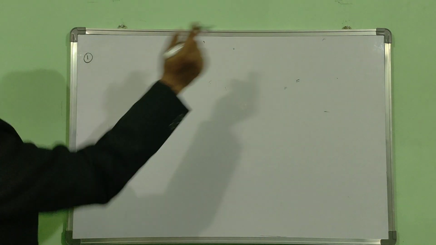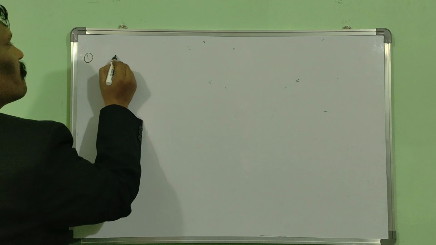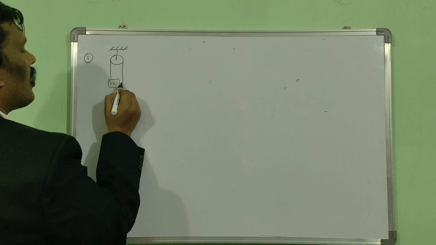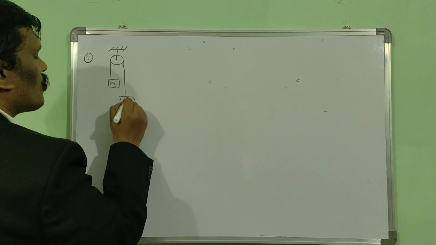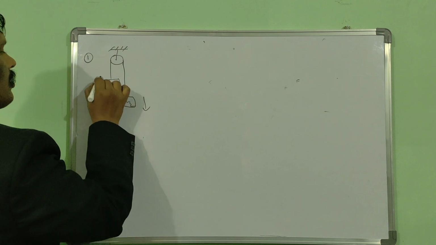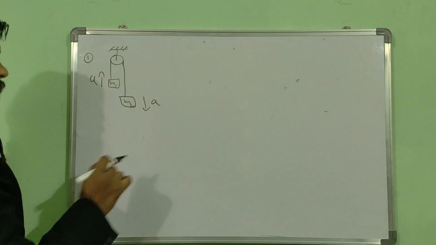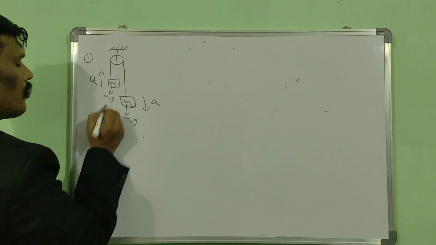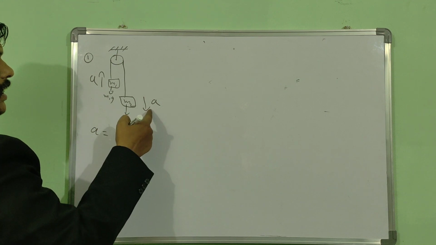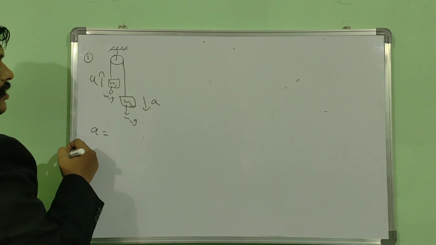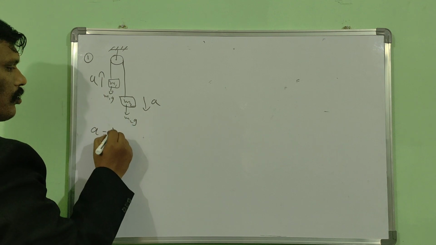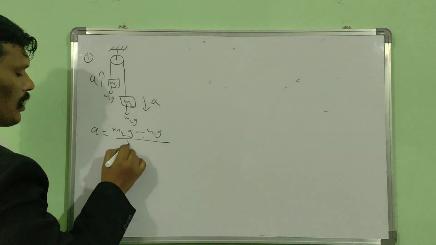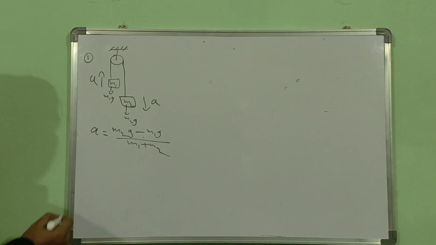Before going to the second system, I am going to repeat the first system in a simple way. This is the pulley, this is M1, and this is M2. Both are moving with the same acceleration, but one is moving downward and the other is moving upward. Here the weight is M2G, here the weight is M1G. Then what is the acceleration? The net weight: this weight is in the direction of acceleration, so it is positive, and this weight is opposite to the direction of acceleration, so it is negative. So M2G minus M1G divided by M1 plus M2. That's all, this is the simple formula.